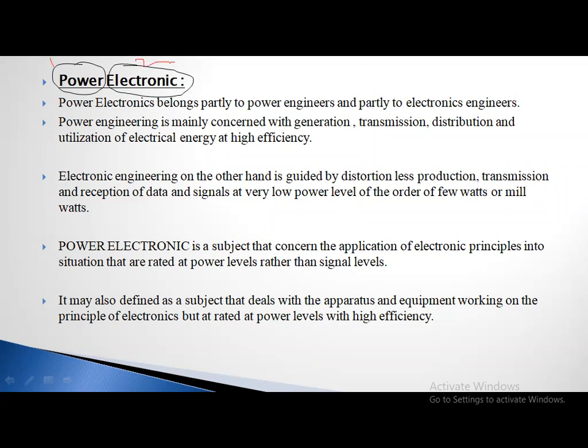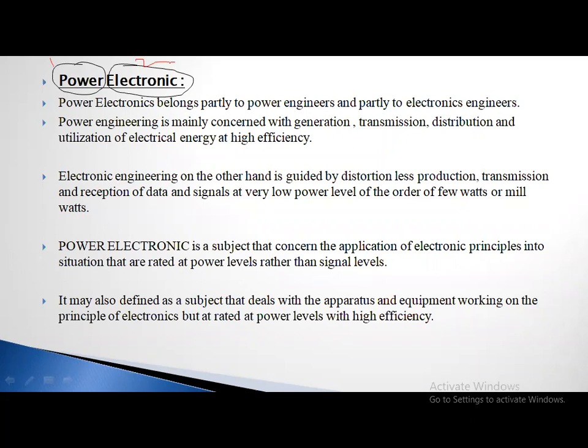Power is related to which department? Electrical engineering. And the electronics term is related to electronic engineering. So what can we say? Power is related to electrical engineering, but electronics is related to electronic engineering. Is it clear? So why do we need to combine these two words?